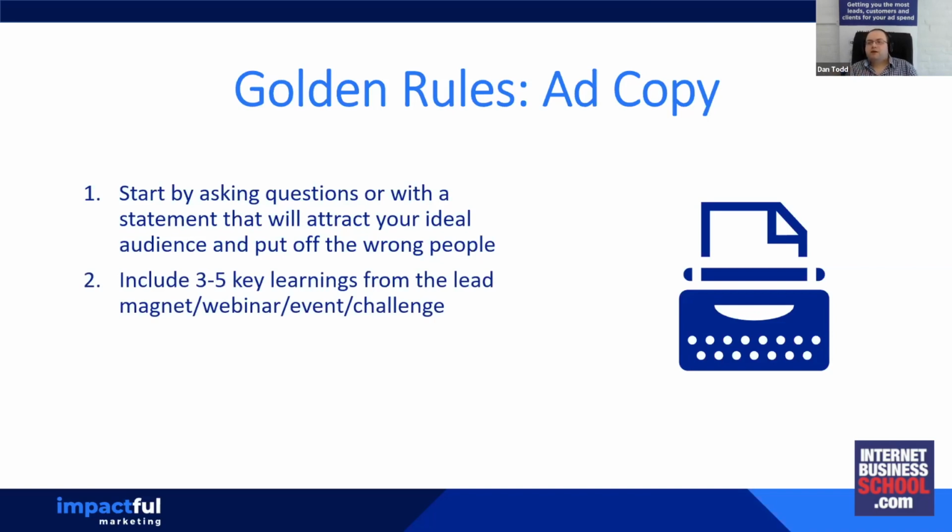Then after making your statement or asking a question or two that attracts your audience, you now need to start talking about what your ad is about. If it was a lead magnet guide, for example, you want to start listing the key benefits, the key learnings that your audience can get from downloading that lead magnet, that guide, or what they can learn if they sign up for your webinar or event or challenge. So what the benefits are. Usually 3 to 5 on average.